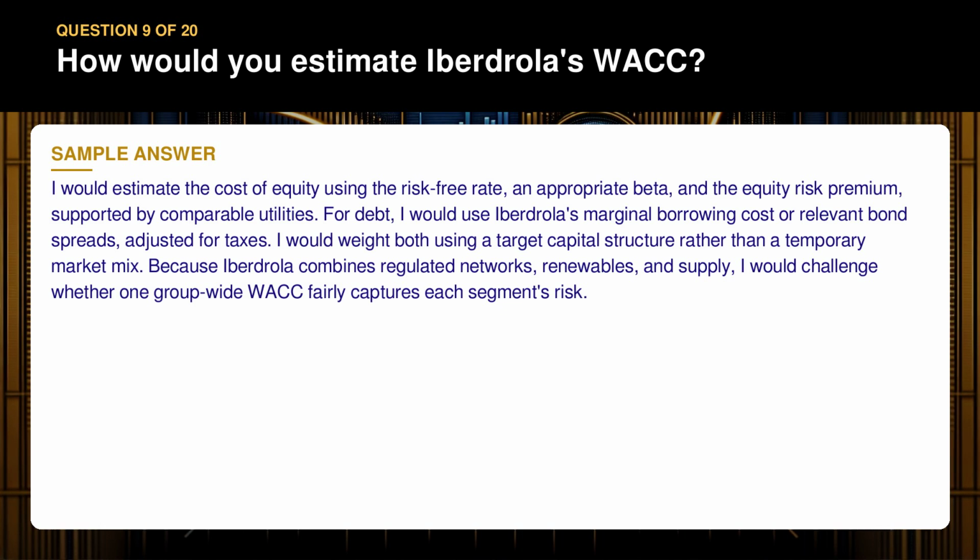I would estimate the cost of equity using the risk-free rate, an appropriate beta, and the equity risk premium, supported by comparable utilities. For debt, I would use Iberdrola's marginal borrowing cost or relevant bond spreads, adjusted for taxes. I would weight both using a target capital structure rather than a temporary market mix. Because Iberdrola combines regulated networks, renewables, and supply, I would challenge whether one group-wide WACC fairly captures each segment's risk.